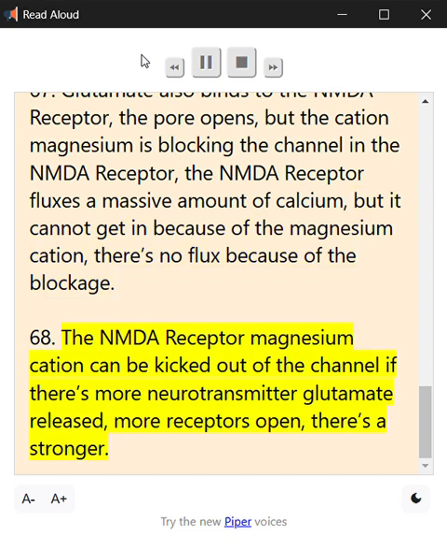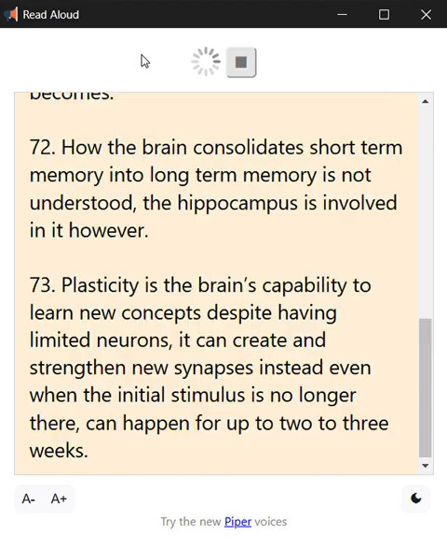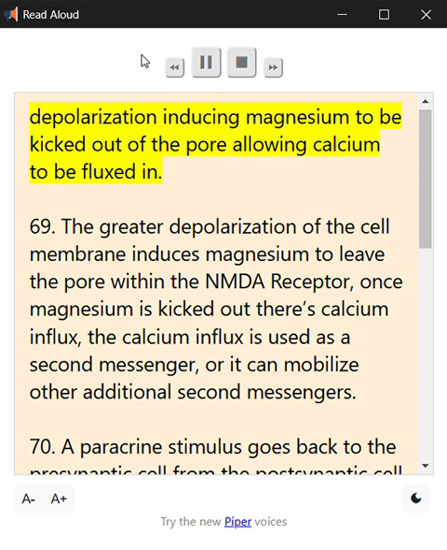68. The NMDA receptor magnesium cation can be kicked out of the channel if there's more neurotransmitter glutamate released, more receptors open, there's a stronger depolarization inducing magnesium to be kicked out of the pore, allowing calcium to be fluxed in. 69. The greater depolarization of the cell membrane induces magnesium to leave the pore within the NMDA receptor. Once magnesium is kicked out, there's calcium influx. The calcium influx is used as a second messenger. Or it can mobilize other additional second messengers.